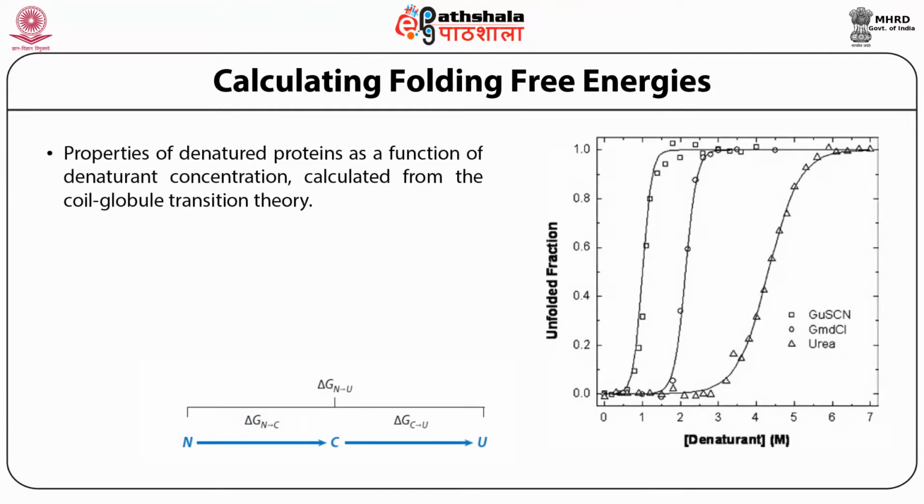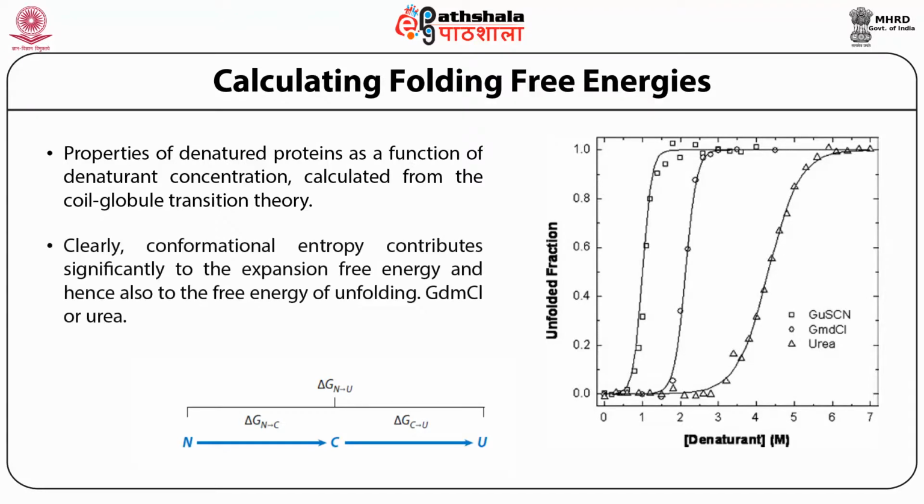Here we discuss the calculation of the folding free energies by using the denaturant. A plot can be obtained by using the denaturant concentration versus the fraction of the unfolded protein, and simply the equilibrium between these two states can be used to calculate the free energy of the protein. The conformational entropy contributes significantly to the expansion of free energy, and hence also the free energy of unfolding, because of urea and the guanidinium hydrochloride.